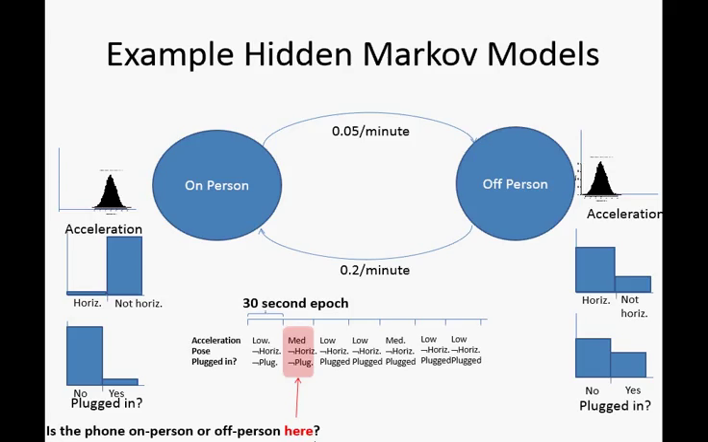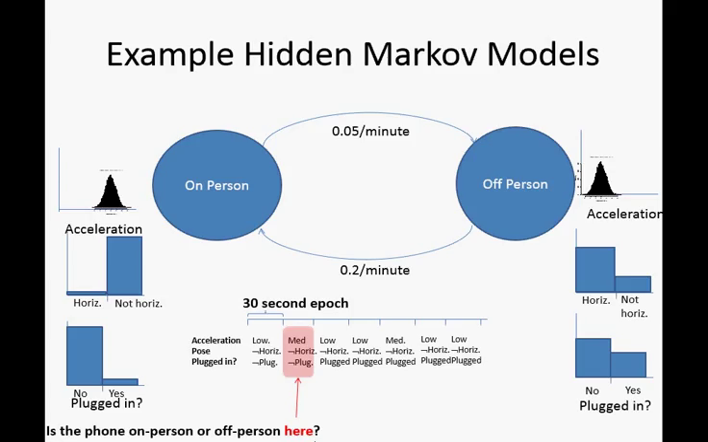So here we have this 30-second epoch, and at the 30-second epoch of interest, we have a medium level of acceleration. Okay, could be it's off person and just someone has nudged it. It could be on person and we're just in a somewhat more sedentary position. It's not horizontal and it's not plugged in. So the question is, is it on person or off person right now?